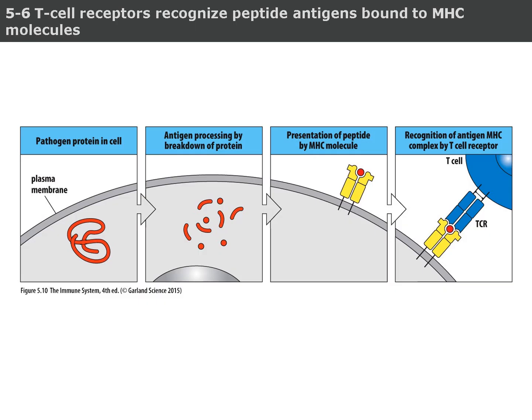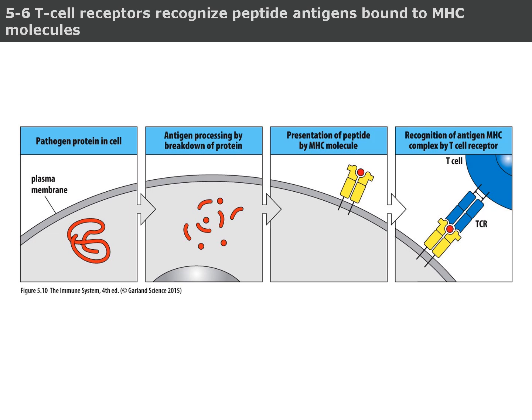This figure shows how T-cell receptors recognize antigens presented by major histocompatibility complex molecules. First, a pathogen protein inside the cell is broken down into smaller fragments through antigen processing. Next, one of these peptide fragments is loaded onto a major histocompatibility complex molecule inside the cell. The complex is then transported to the cell surface, where the peptide is displayed for surveillance.